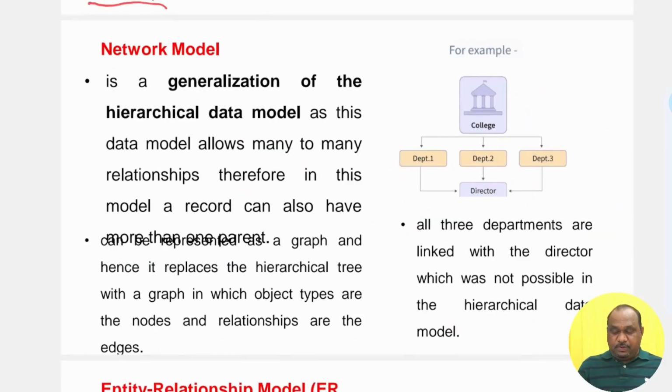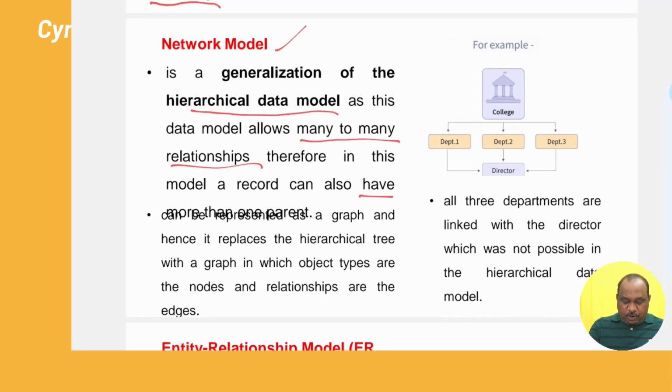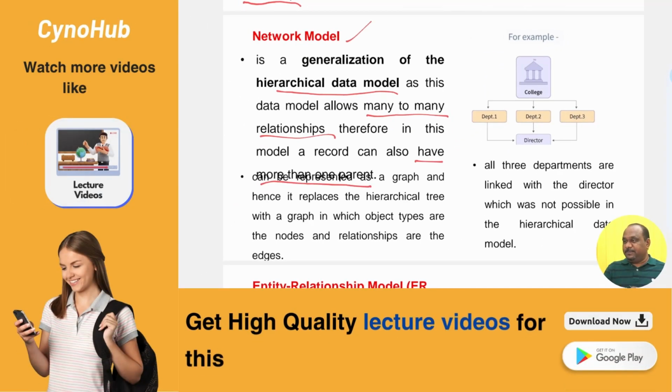Next, coming to the network model. It is a generalization of the hierarchical data model, but somewhat different from it. It allows many-to-many relationships. The hierarchical model represents one-to-many relationships, but this network model explains many-to-many relationships. Therefore, in this model, a record can also have more than one parent.